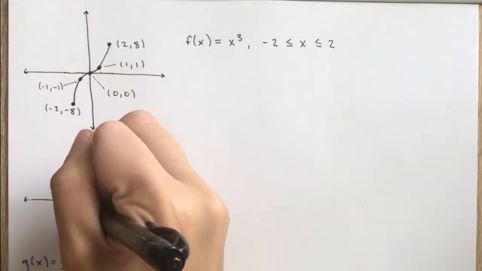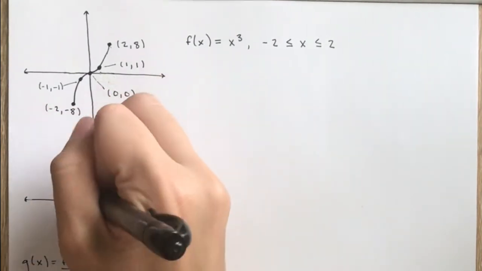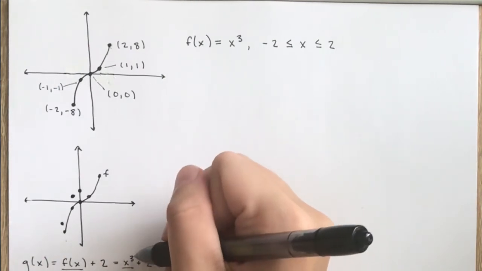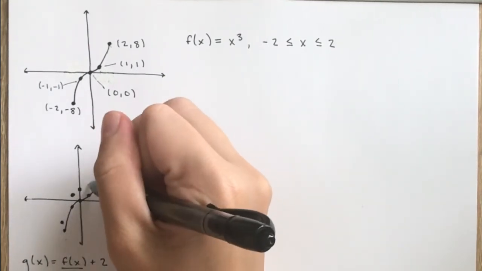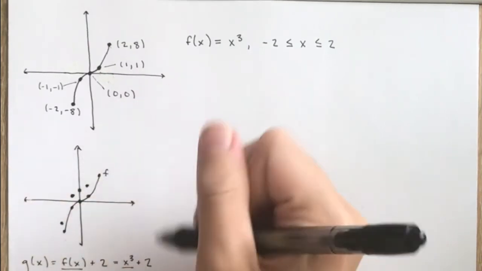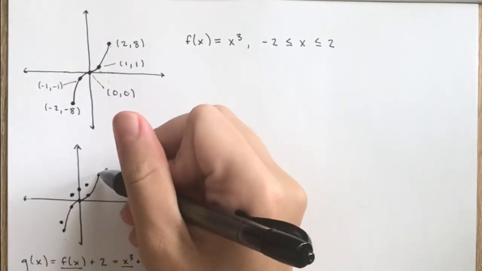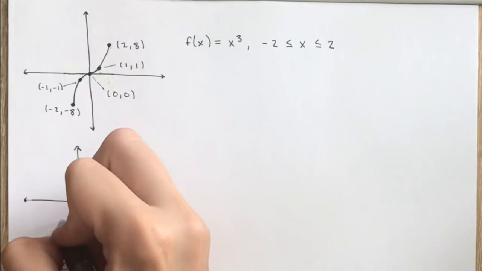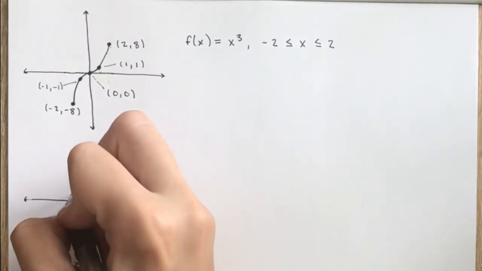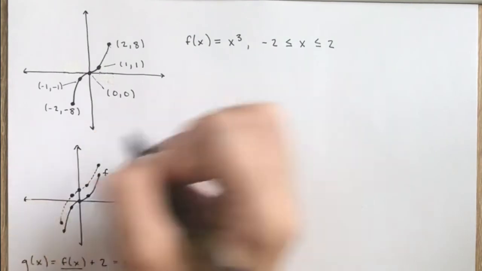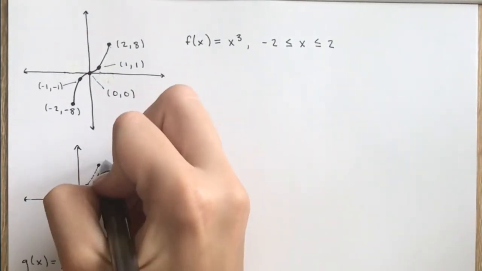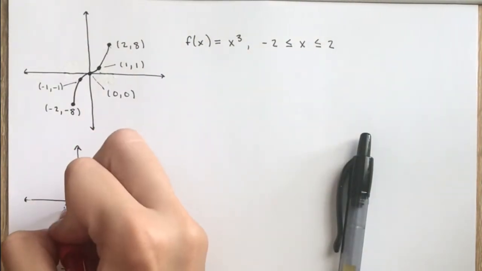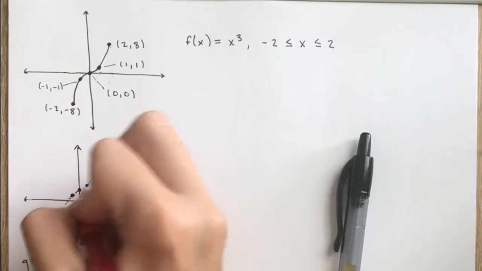At 0, 0 cubed is 0, plus 2 is 2. 1 cubed is 1, plus 2 is 3. And 2 cubed is 8, plus 2 is 10. So this is where we're at. We connect all of these dots. And this is g. So what has happened to g? Well, it looks like it's just shifted up.